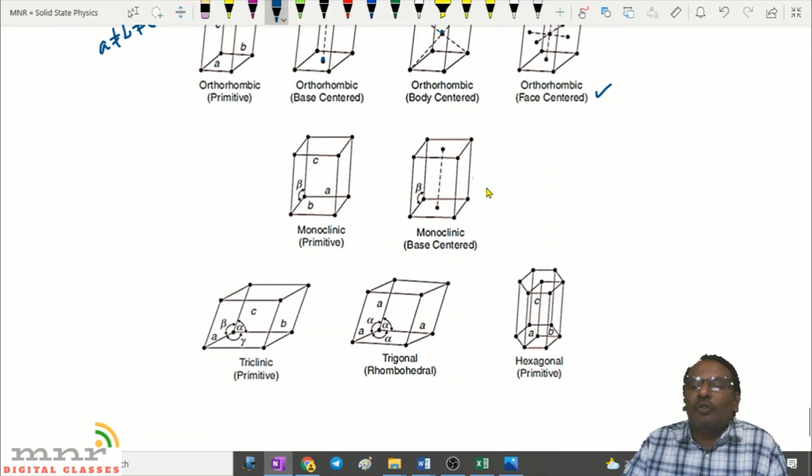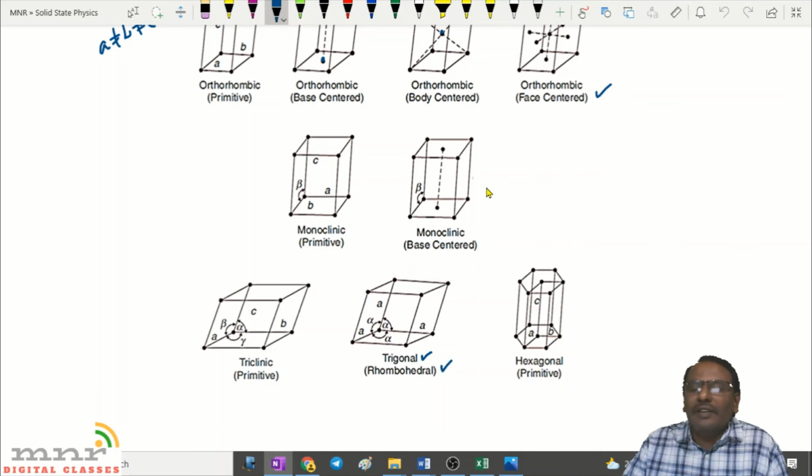Monoclinic, we have 2 Bravais lattices. One is primitive, the other one is base centered. Triclinic, we have only one possibility, that is the primitive unit cell. In trigonal also only one possibility, that is primitive. Sometimes it is also called rhombohedral. For the sake of convenience, this unit cell can be redrawn in rhombohedral fashion. Therefore, sometimes this structure is also called the rhombohedral crystal structure.